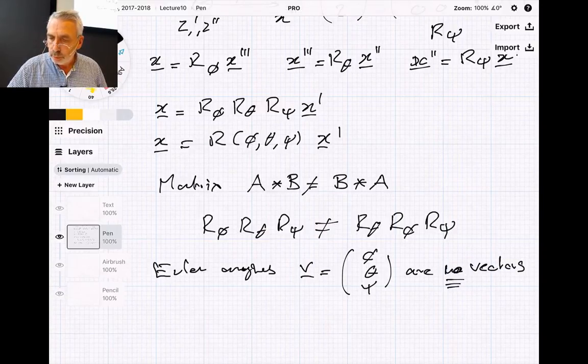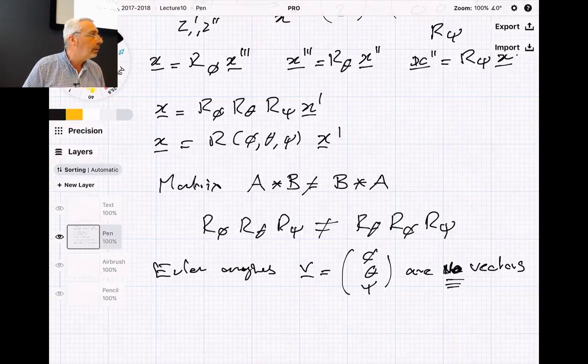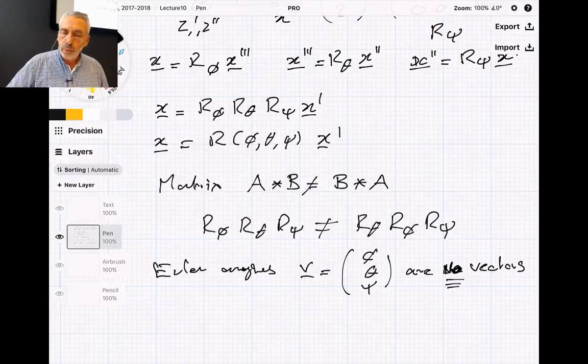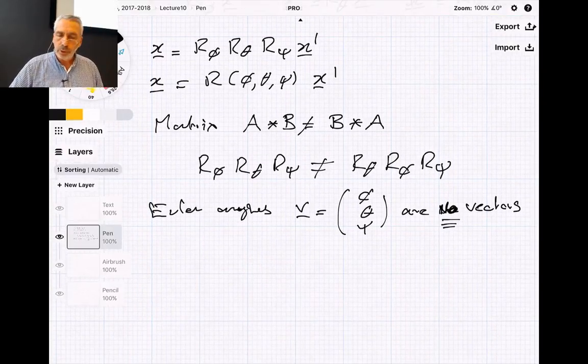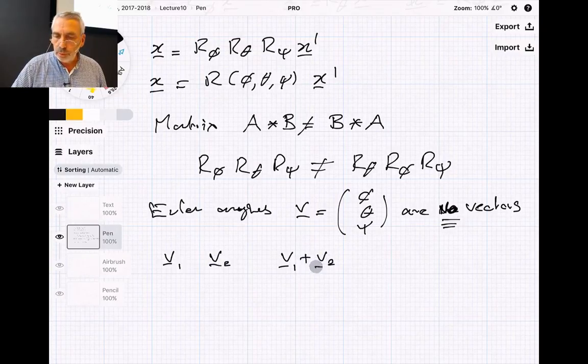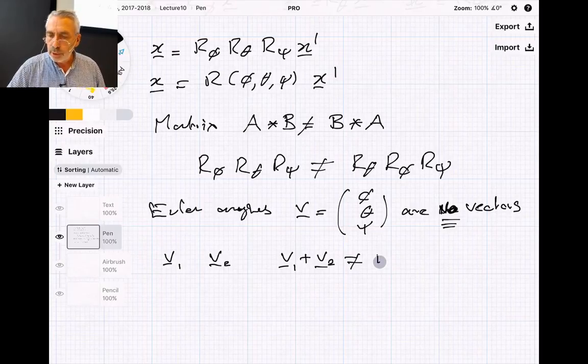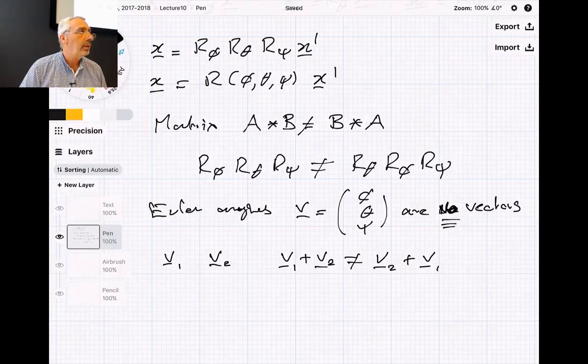No, they are not. And why do I say that? Well, if you have two sets of Euler angles, V1 and V2, then if you first do V1 and then V2, that is not the same as V2 plus V1. Order does matter for Euler angles.